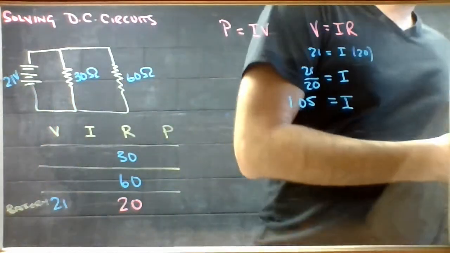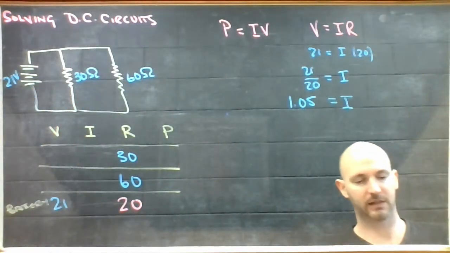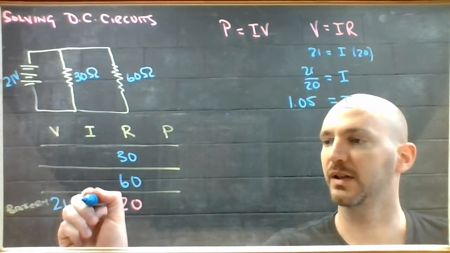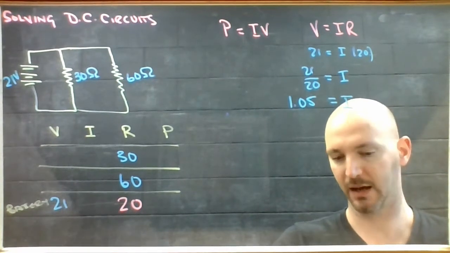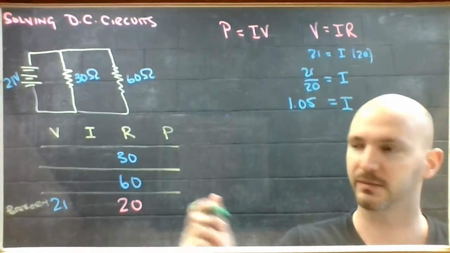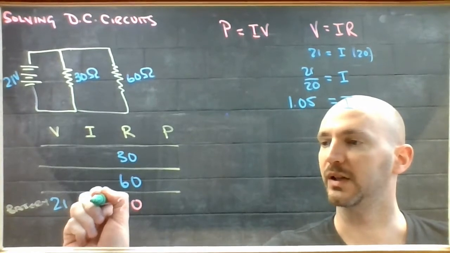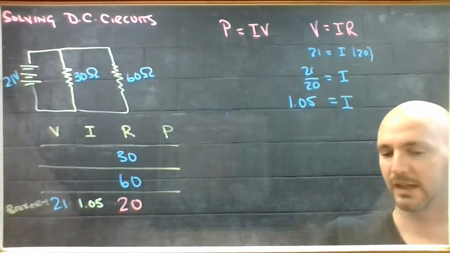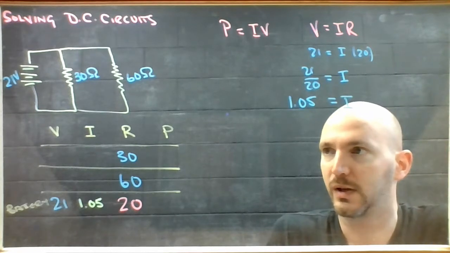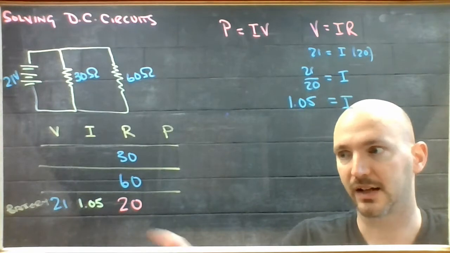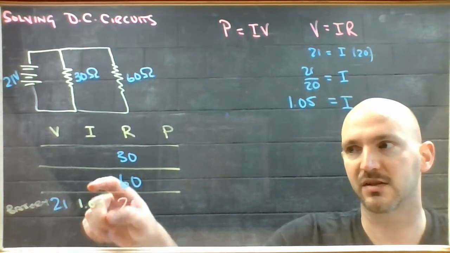21 divided by 20 is 1.05. Perfect. So I have 1.05 amps of current flowing through that circuit. And I'm going to write that in a different color. 1.05. Excellent.